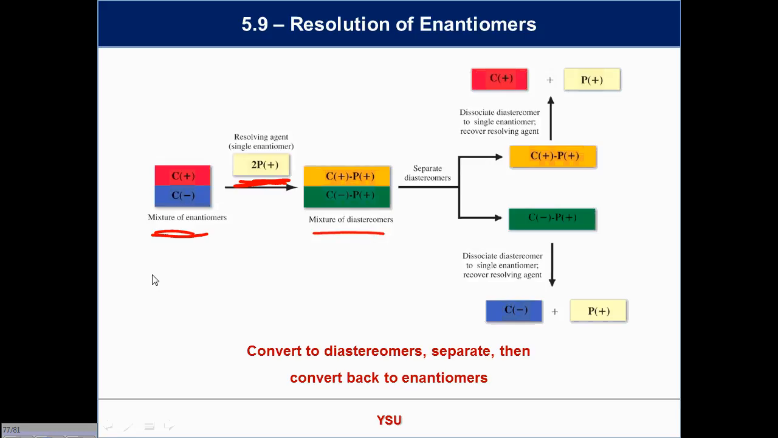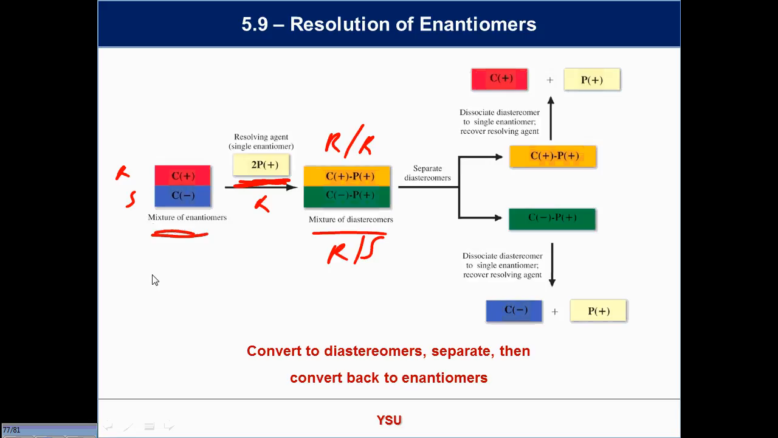And that mixture now is a mixture of diastereomers. Because if I start out with RS here, and I'm just using, let's say, R here, I'm getting RR, and I'm getting RS. And they're not enantiomers anymore, they are diastereomers. Now, diastereomers differ by directions in space, and they're not enantiomers, so they do have different physical properties.